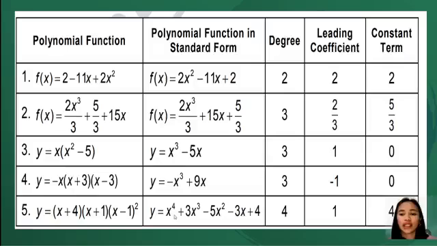Now, what will be your leading term? The leading term is the term with the highest exponent. So, the leading term will be x to the fourth. And in x to the fourth, what is the numerical coefficient? 1. Therefore, 1 is your leading coefficient. Now, do we have any term without any variable? So, we have 4. Therefore, your constant term is 4.